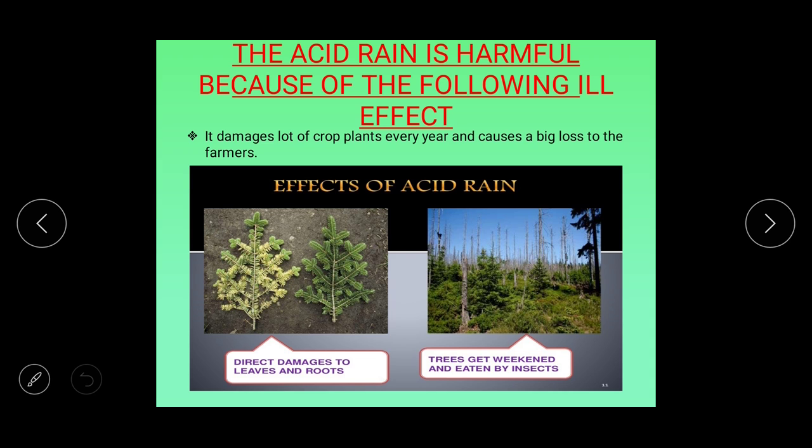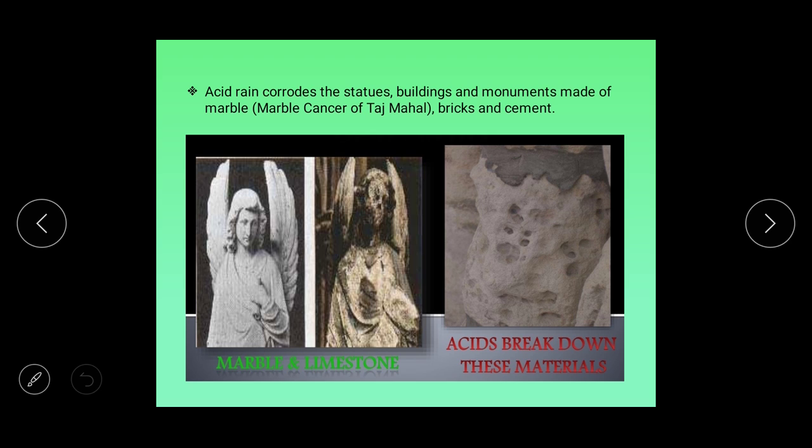Number one, it damages lots of crop plants every year and causes a big loss to the farmers. Here it is shown in the picture. Number two, acid rain corrodes the statues, buildings and monuments made of marble, and it is also known as marble cancer, bricks and cement. Here it is shown by the picture.